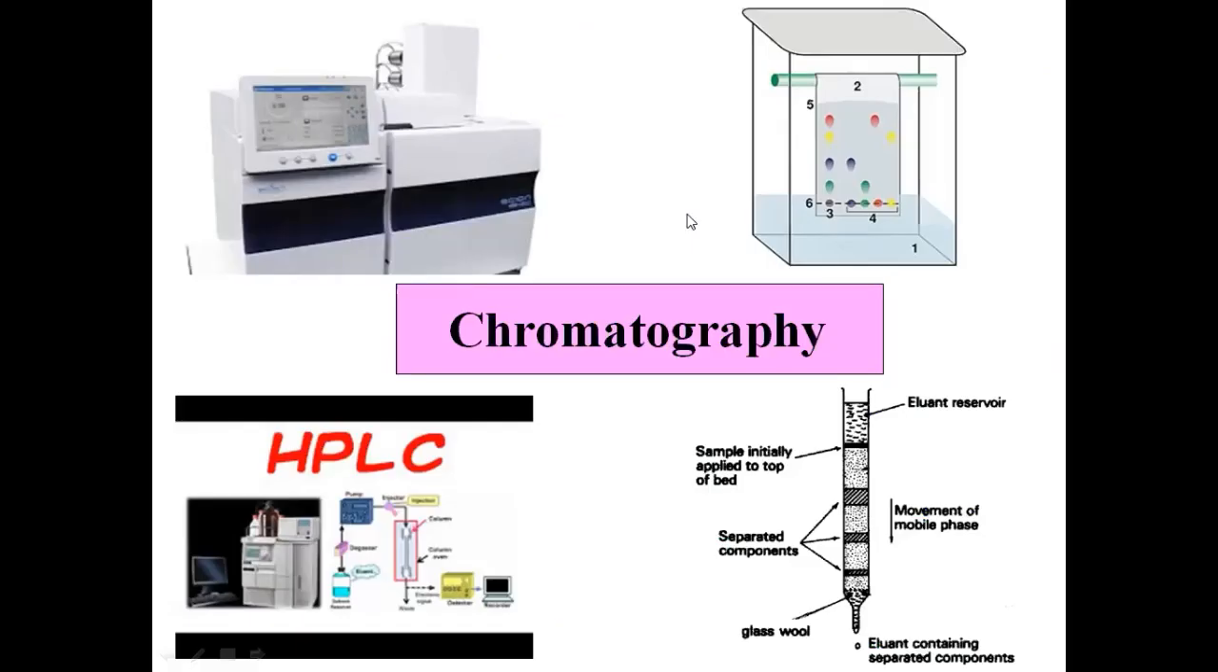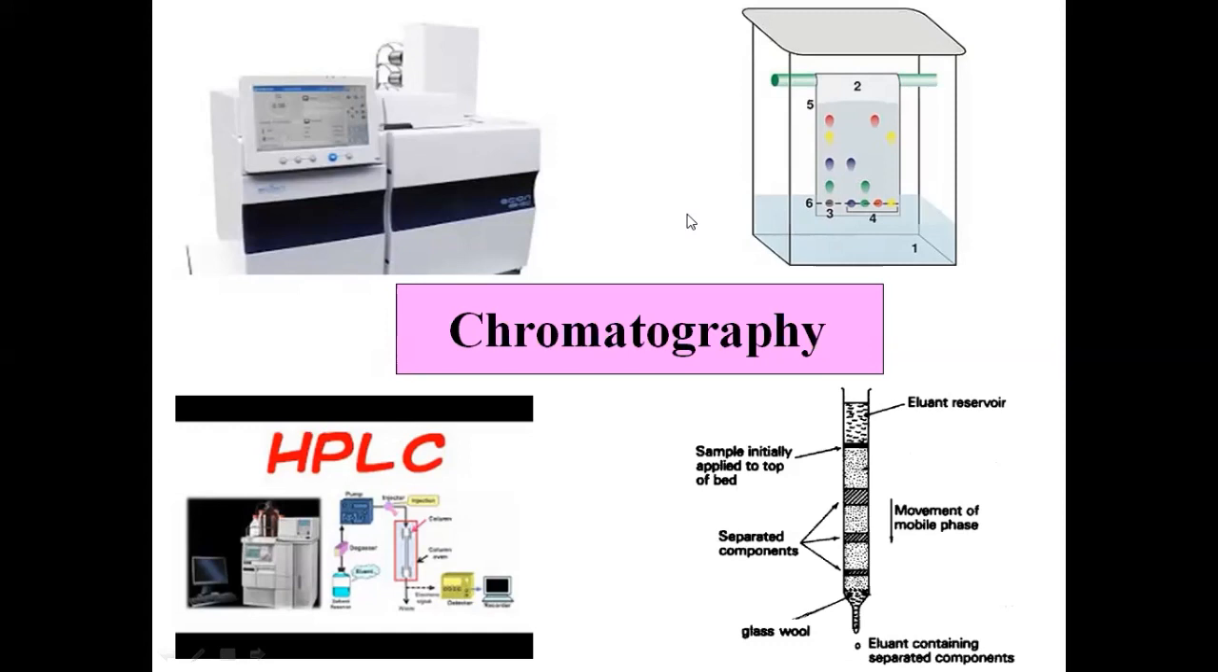Let us see a new topic from analytical and industrial organic chemistry. This is again a very important topic which belongs to analytical chemistry and has wide applications in industrial chemistry. It is nothing but chromatography. Chromatography is one of the best techniques used for analysis in chemistry.